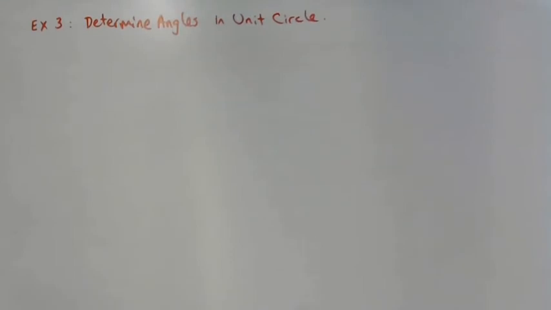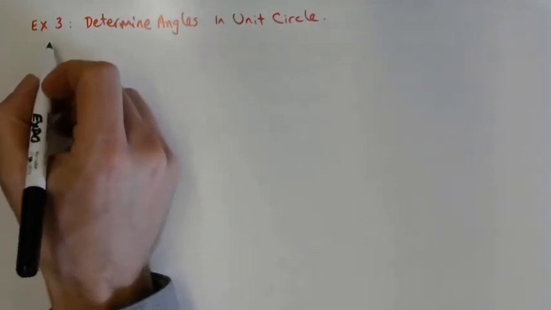In example 3, we are doing something similar, but this time we are picturing it inside of a unit circle. We have to determine two angles.